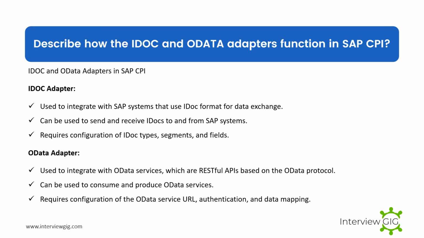Describe how the IDoc and OData adapters function in SAP CPI. IDoc and OData adapters in SAP CPI. IDoc adapter. Used to integrate with SAP systems that use IDoc format for data exchange. Can be used to send and receive IDocs to and from SAP systems. Requires configuration of IDoc types, segments, and fields. OData adapter. Used to integrate with OData services, which are RESTful APIs based on the OData protocol. Can be used to consume and produce OData services. Requires configuration of the OData service URL, authentication, and data mapping.